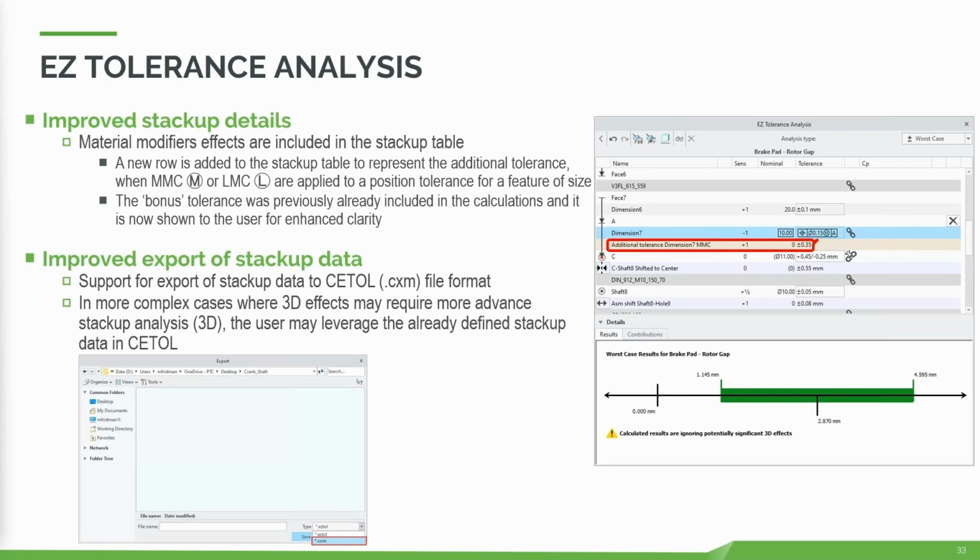Other things, like I said, tons of things in here. Improved stack-up details in terms of including your material modifiers, now they're in effect in the stack-up table. And then if you want to move beyond this, if you want to go into the full CE-Tol 6 Sigma product, which includes basically your full 3D tolerance stacks outside the scope of what's in Creo, again, support exporting that into file format, taking that into CE.